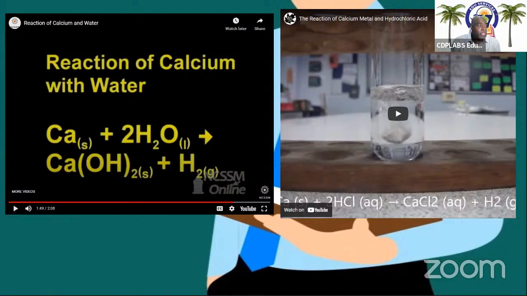Good. And so you can see here we have an equation, and we learn later on in the lesson about this equation. Calcium plus water were the reagents, water and calcium. And note what you just saw in the lab is what is written right here using the chemical formulas.